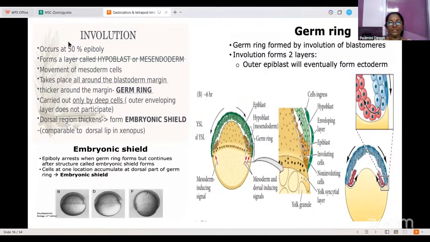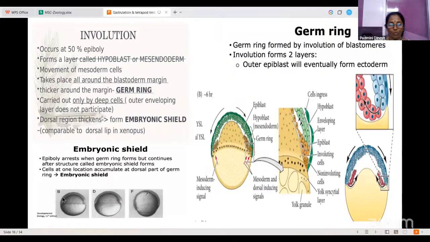So at 50% epiboly, formation of the hypoblast or the mesodermal layer occurs, and the movement of the mesodermal cells takes place from the germ ring. This is carried out by the deep layer cells, the epiblast layers that are deep inside. These are the ones that are going to form the hypoblast or the mesoderm, and it is going to form from the germ ring, or embryonic shield.